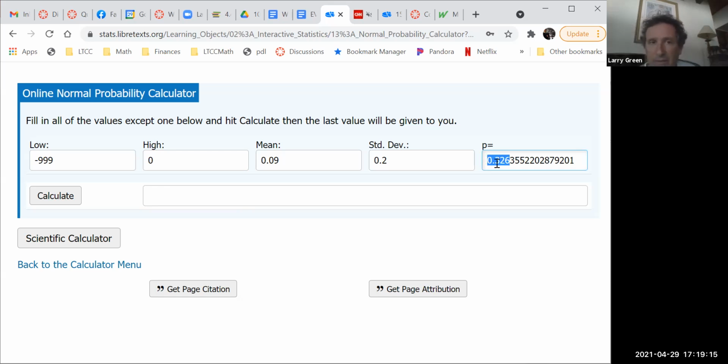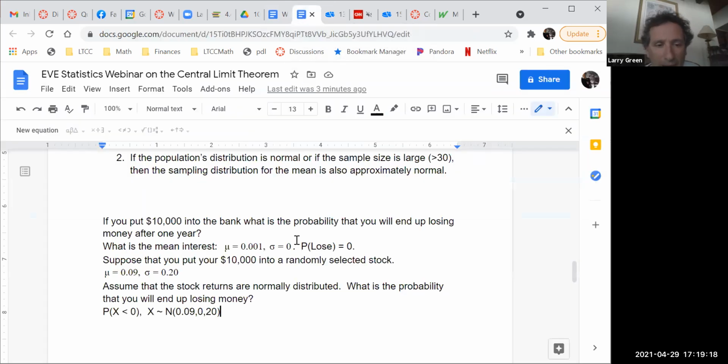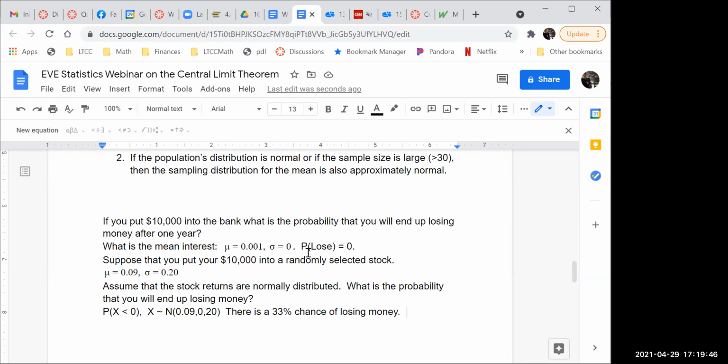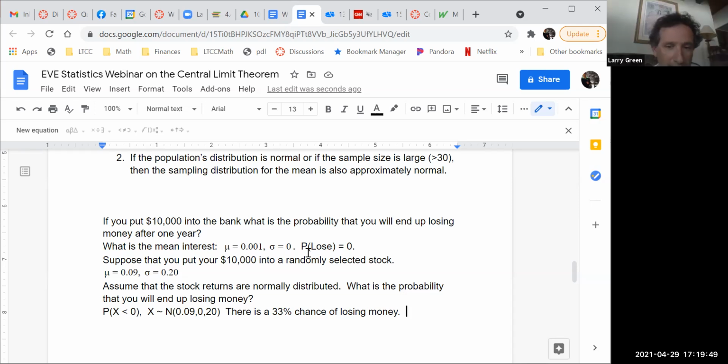Any questions on that? So let's go back. There is about a 33% chance of losing money. So let me ask you something. If this is for your education, and if you lose money, that means you drop out of college, do you think you should put your $10,000 into a stock? No. Bad idea. Don't do it. Because you might lose a lot of money and then you're screwed. You're going to drop out of college, and it's awful.